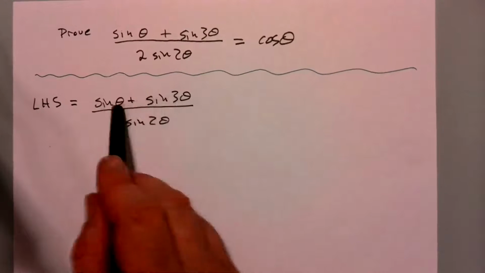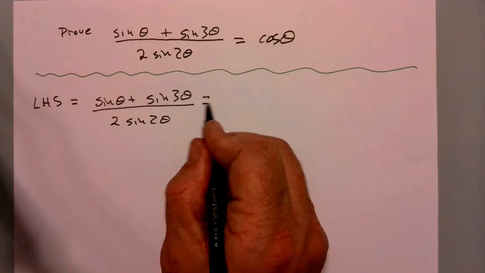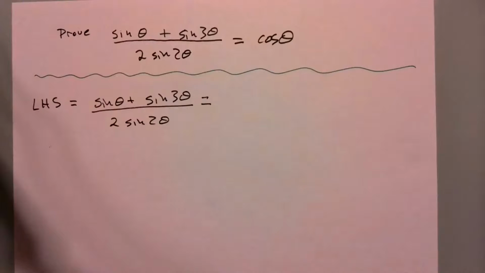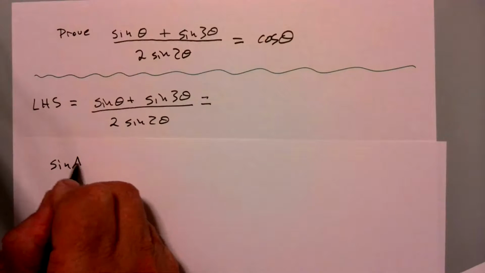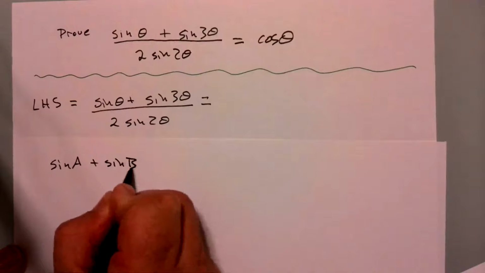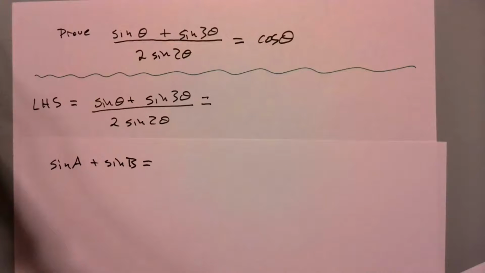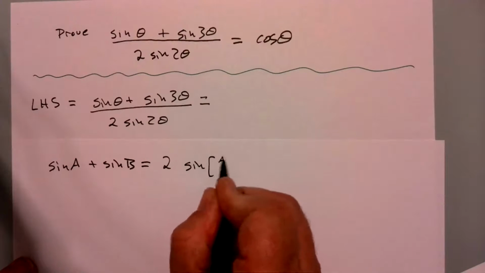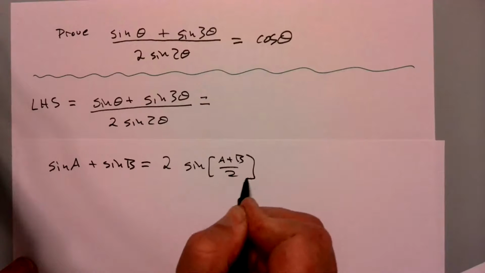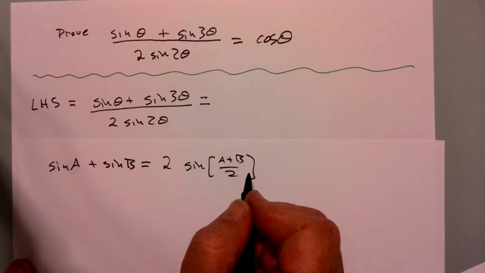sum to product. That's a sum. Can I rewrite that as a product? Well, if I have sum to product, that's sine plus sine. Let's make a quick note of that rule. So over here on the scratch paper, I'm going to look at sine plus sine, sine A plus sine B. Sine A plus sine B is 2 sine A plus B over 2 cosine A minus B over 2.